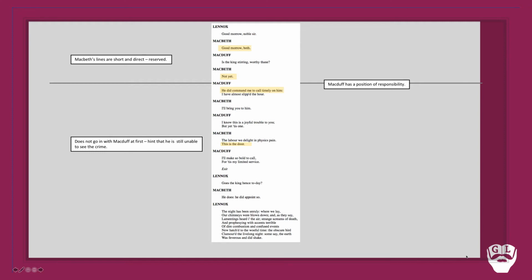Very telling response here. Now, we see here how the natural world has been impacted by what has happened, as Lennox talks to Macbeth. Says the night has been unruly, our chimneys were blown down, some say the earth was feverish and did shake. There's a real connotation and connection here between the death of Duncan and the death of the natural world and the destruction of the natural world. And in doing this, we see the events have a greater impact and significance on Shakespeare's Scotland that he presents. Notice how the death of Duncan means almost the death of the world.